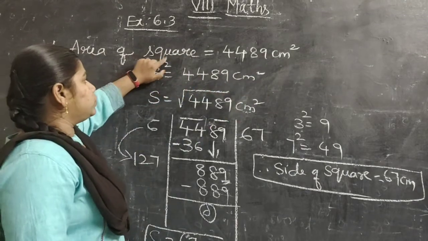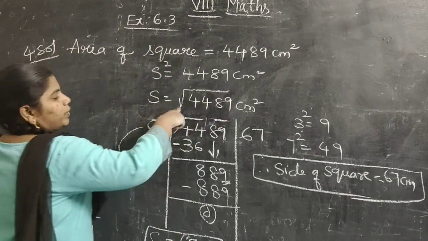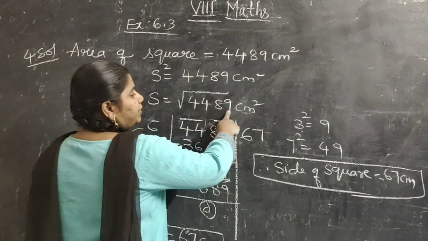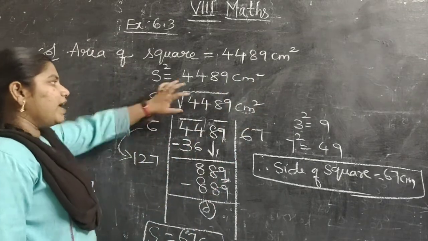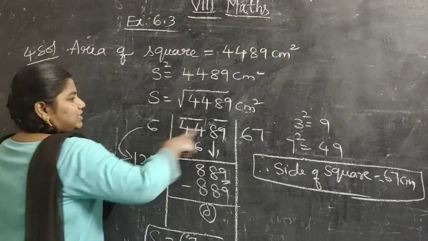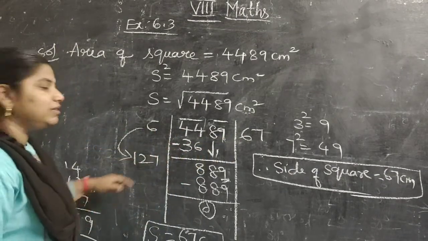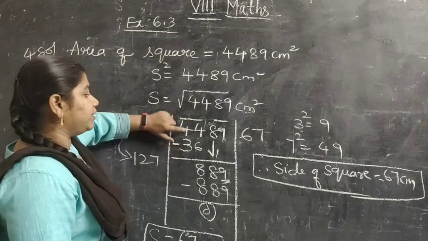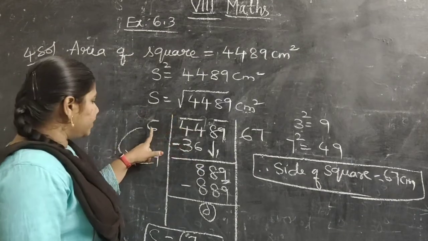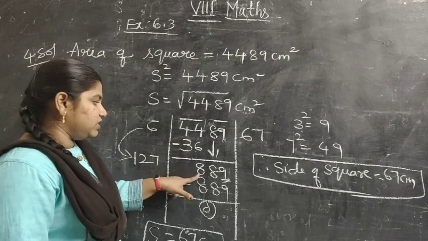If you transpose this 2 to the other side, it will be in the form of a square root. So s is equal to the square root of 4489 centimeters square. Now we have to find the square root of this. I am applying the long division method. 6 6s are 36, 7 7s are 49. 49 is greater than 44, so I am taking 6 here. 6 6s are 36. So 44 minus 36 will be 8.